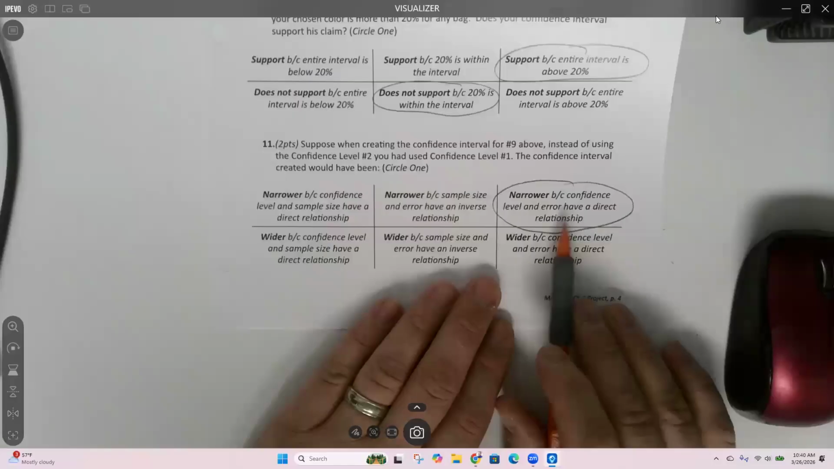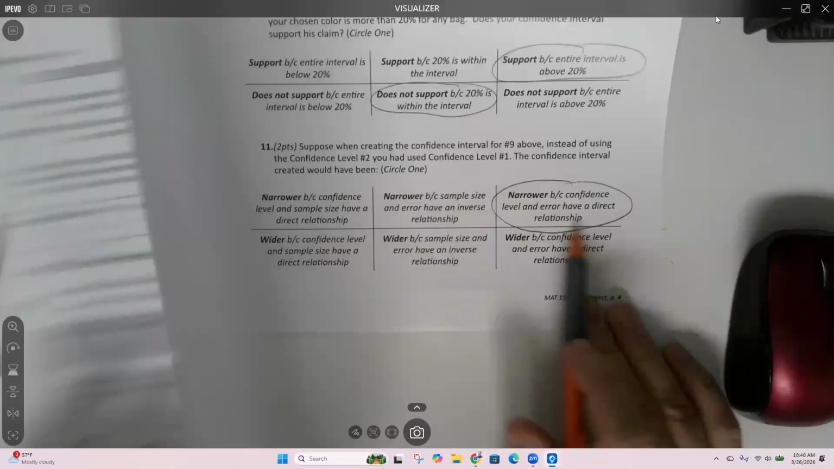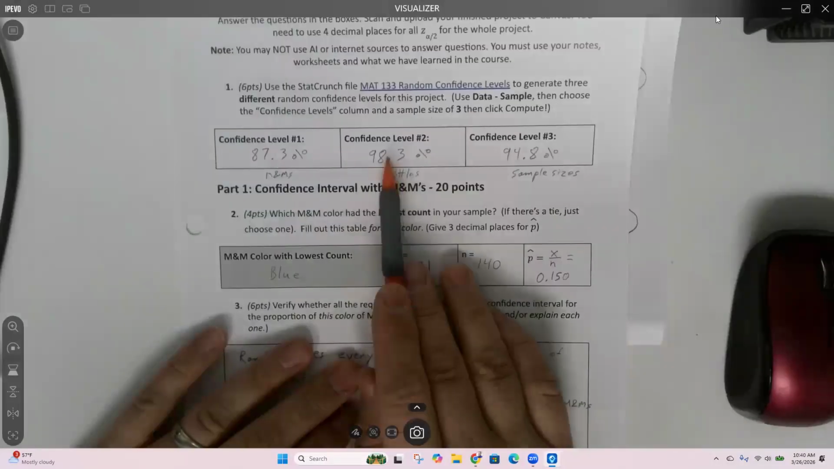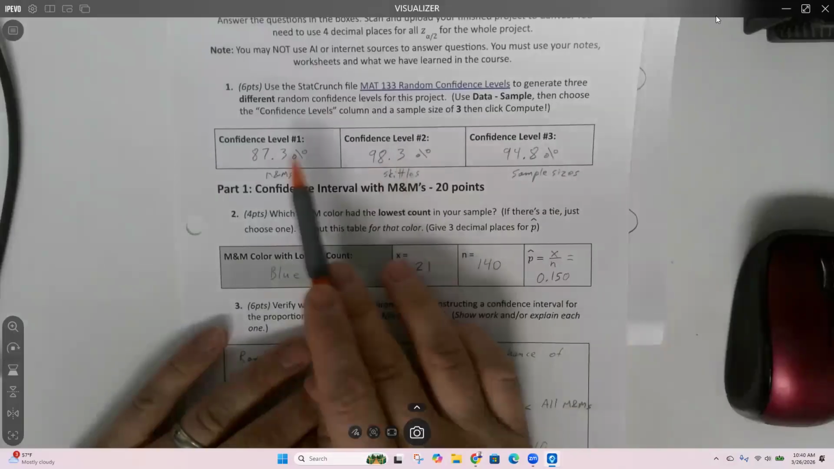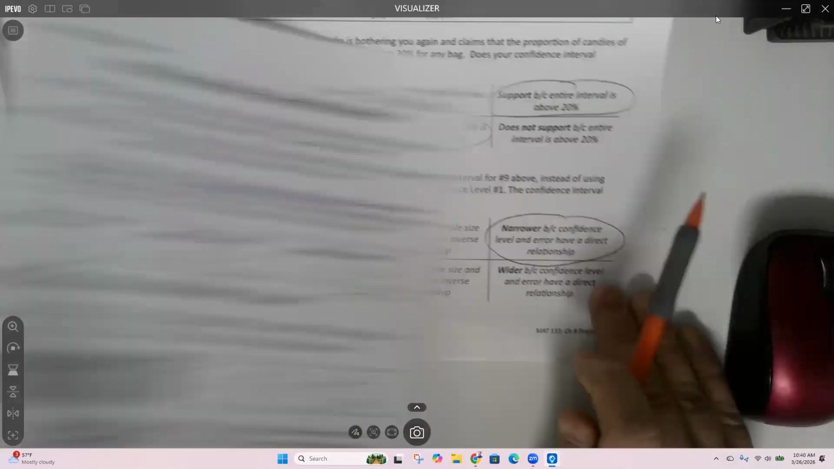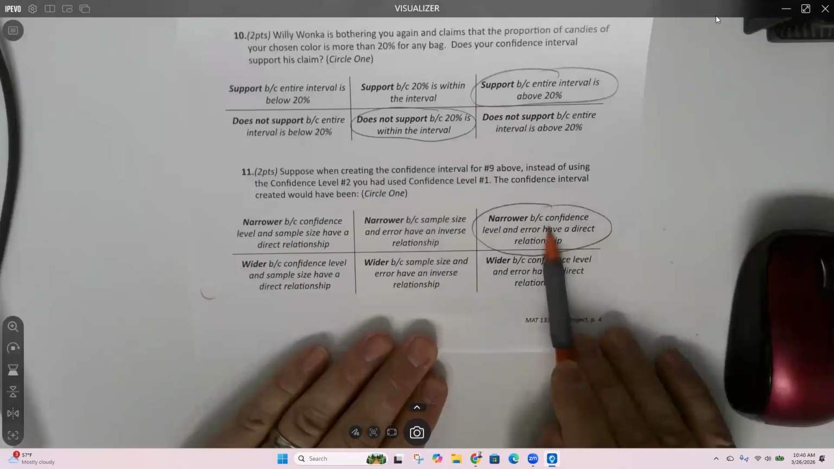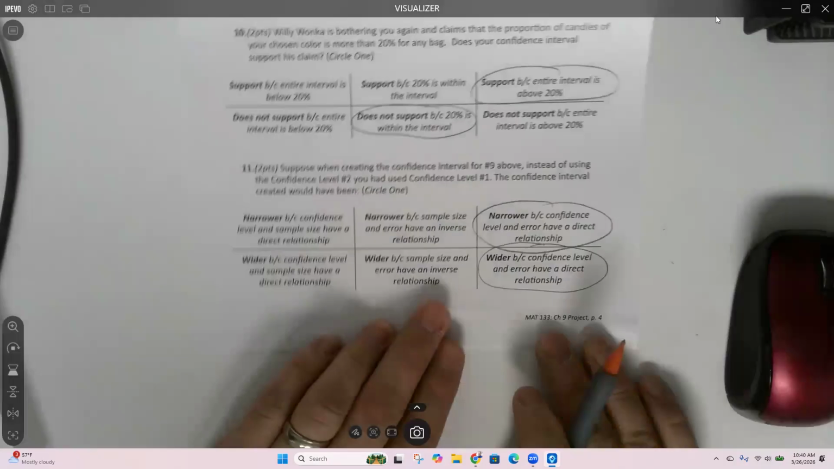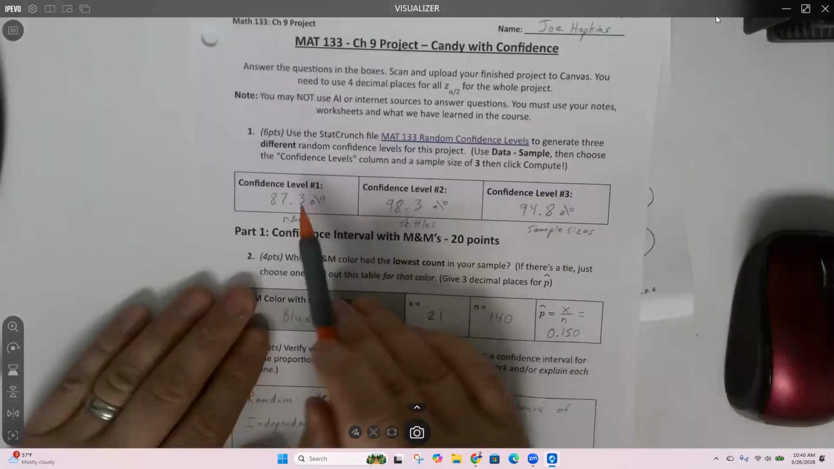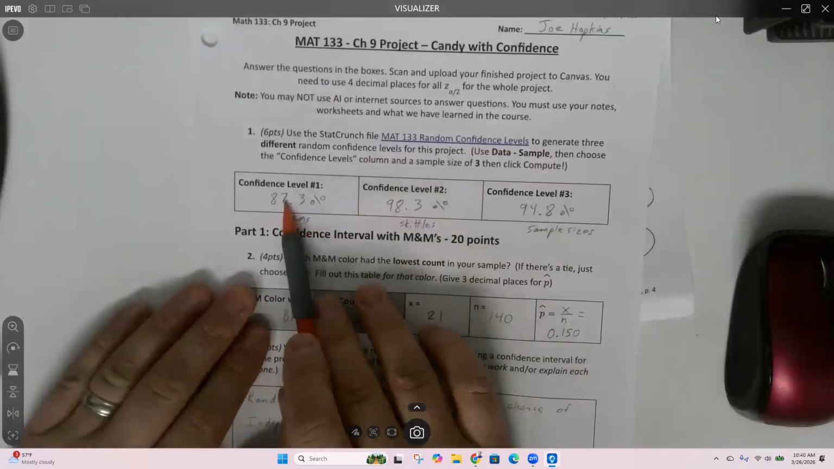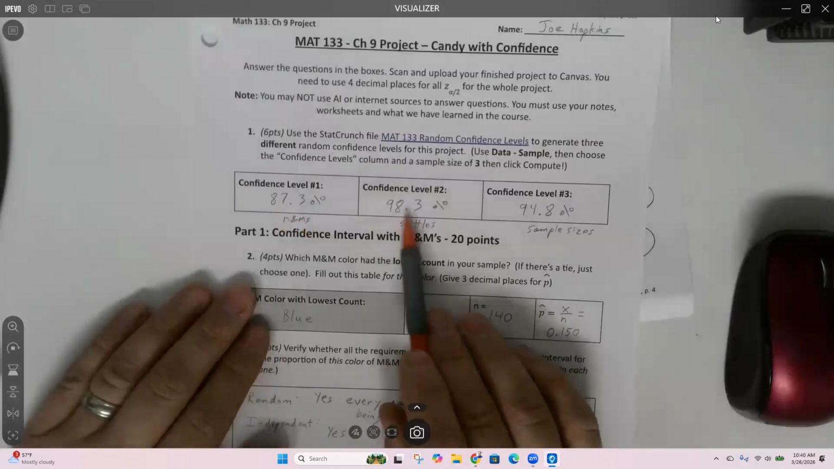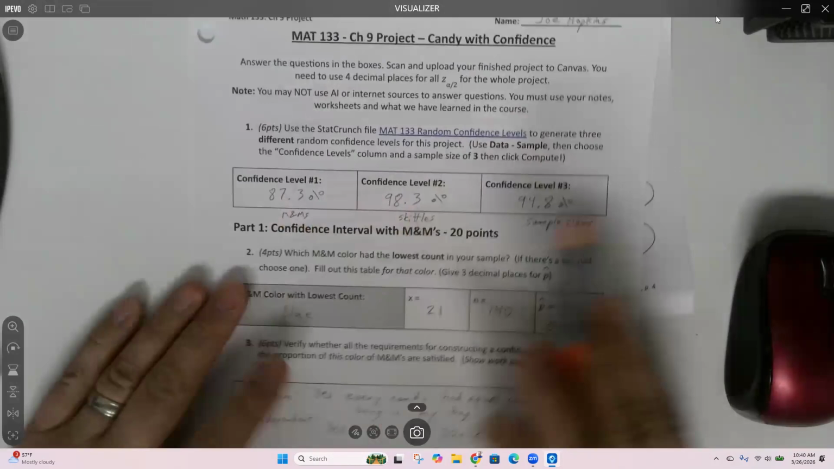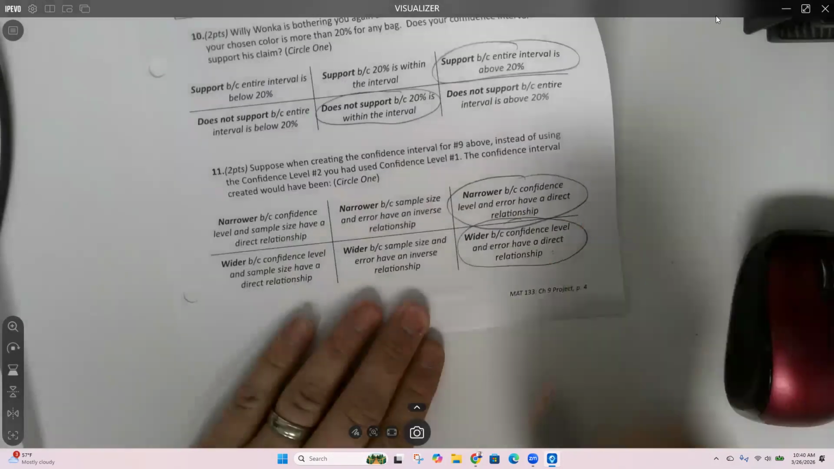So if this number is big and this number is small, circle this one. If it's the other way around, circle this one. If your number 1 was large and your number 2 confidence level was small, you'll want to use this one instead. Okay.